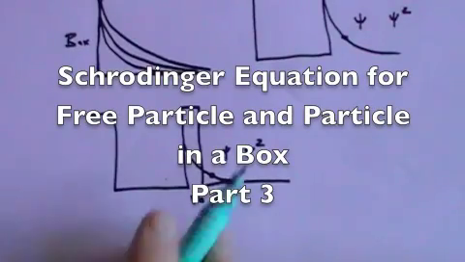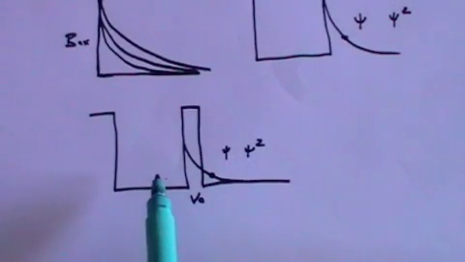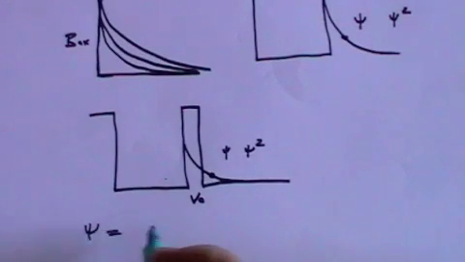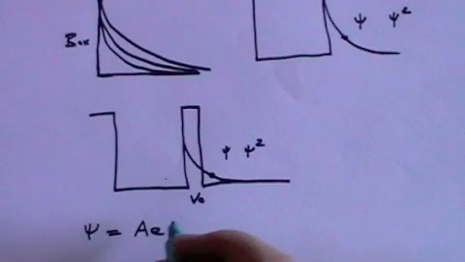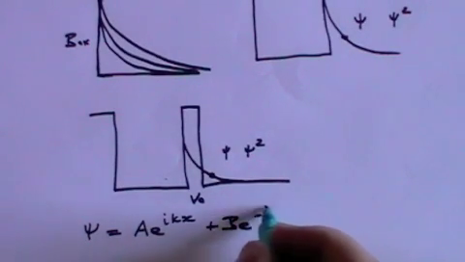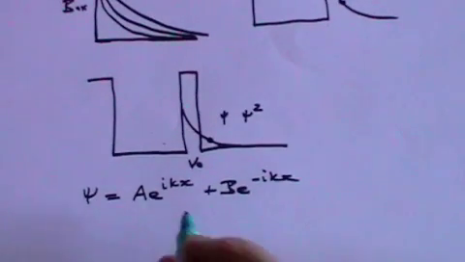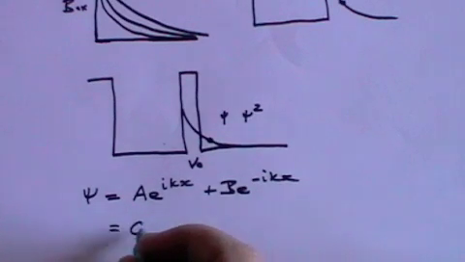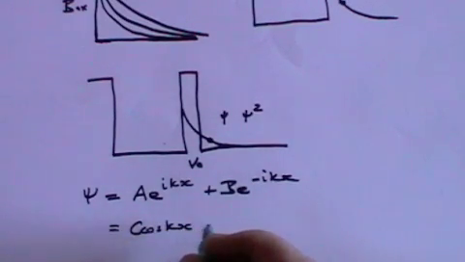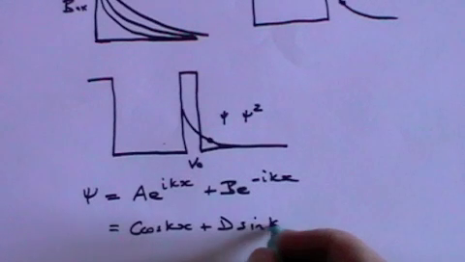But now let's consider what is going on inside the box. Inside the box, the potential is zero, and so we have the same set of conditions as we had for the free particle. V is zero, and therefore the wave function inside the box is satisfied by the same term as we had for the free particle, Ae^(ikx) + Be^(-ikx). Or we can write that as C times cosine of kx plus D times the sine of kx.